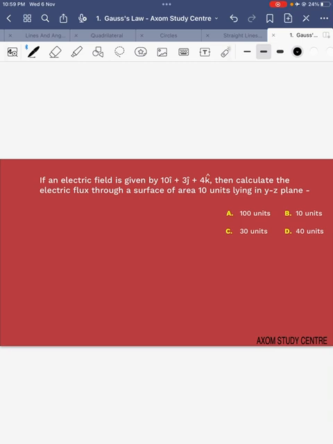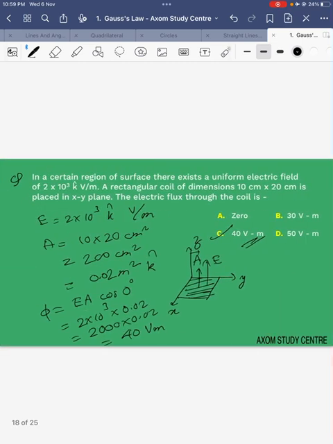So let us move to another problem. I hope this problem is clear. It's a simple calculation, so I hope you have got this.